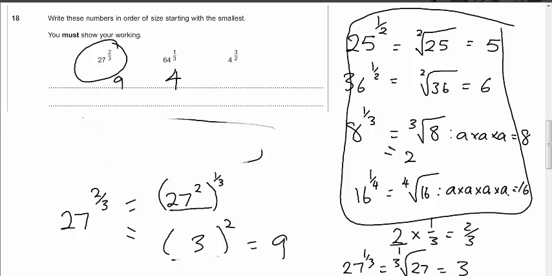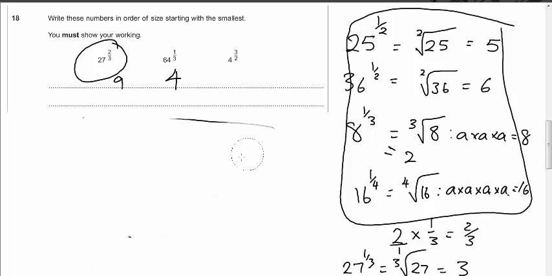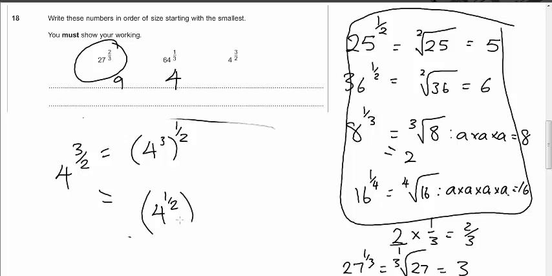Okay, let's go for another one, finally the last one: 4 to the 3 over 2. There are two ways of writing this. You can go 4 to the 3 and then to the half, or you can go 4 to the half and then take that to the power of 3. The second one's actually easier, because 4 to the half just means the square root of 4, which is 2. So you just go 2 to the 3, and the answer is 8.